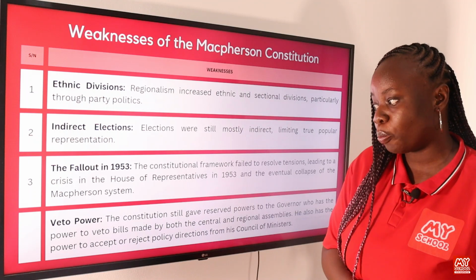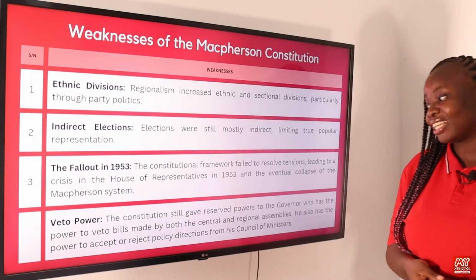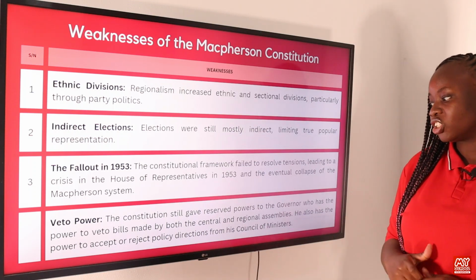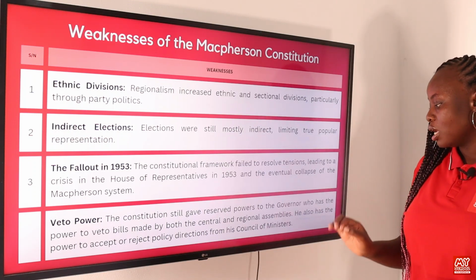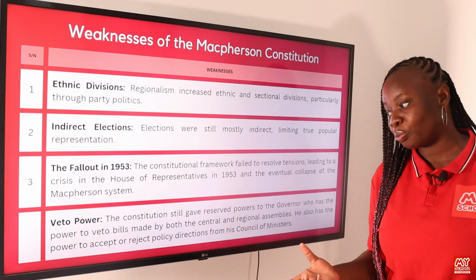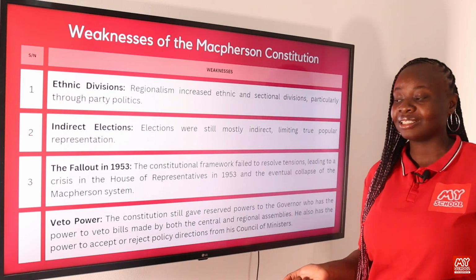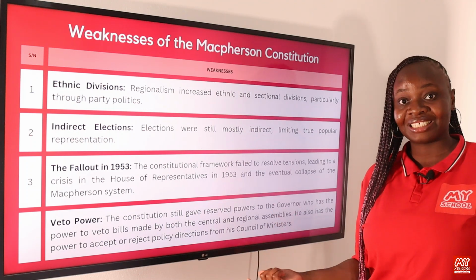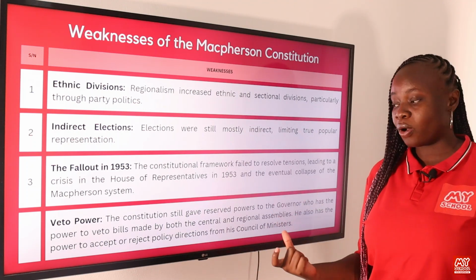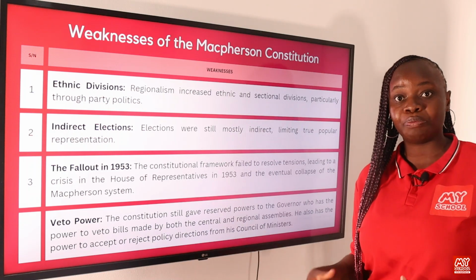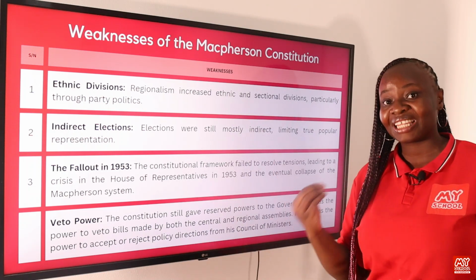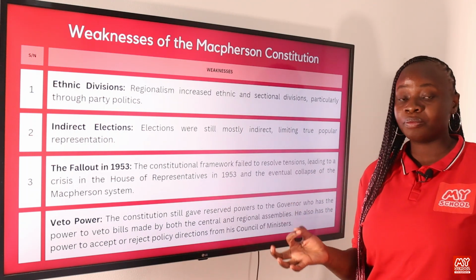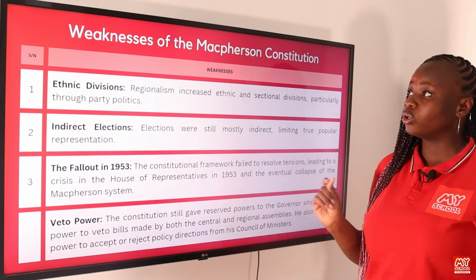Then there was also veto power. The Constitution still gave reserved powers to the governor, who had the power to veto bills made by both the central and regional assemblies. He also had the power to accept or reject policy directions from his council of ministers. So again, we can see that the governor is essentially authoritarian in that sense because he has most of the power. He can choose to accept or reject the bills that have actually been discussed by Nigerians within the House of Assembly. So this is a huge weakness for the Macpherson Constitution.